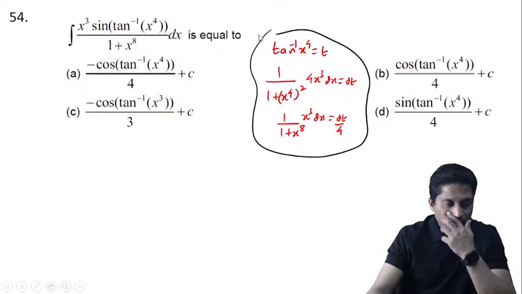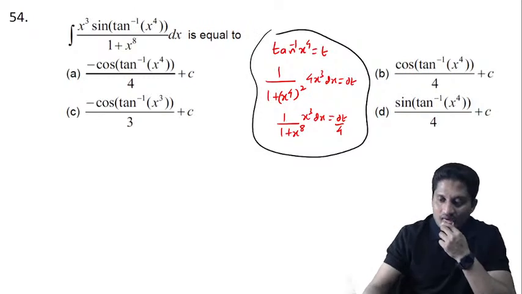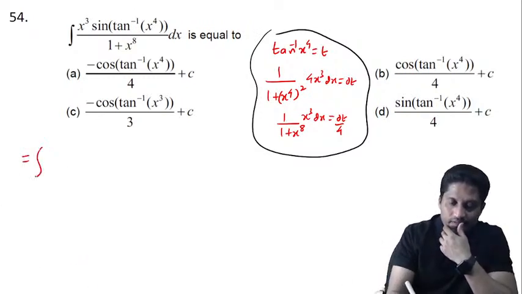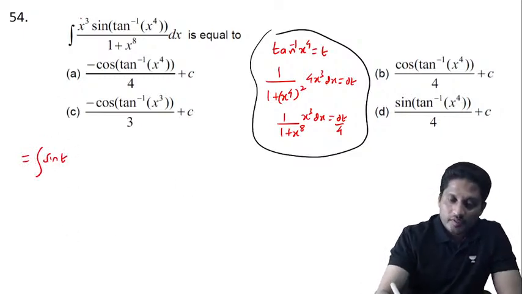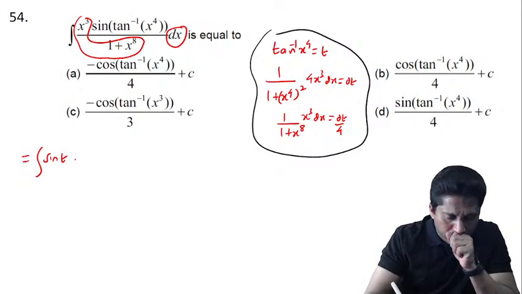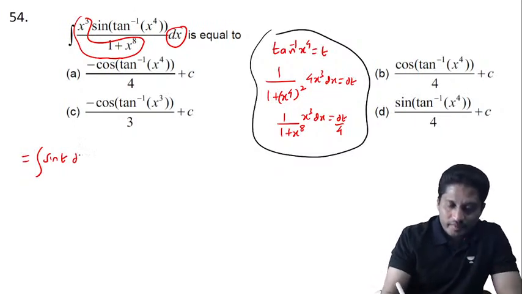Is equal to dt by 4. Alright, so this becomes sine t, right? This is sine t, and x cube divided by 1 plus x to the power of 8 dx will be dt by 4.